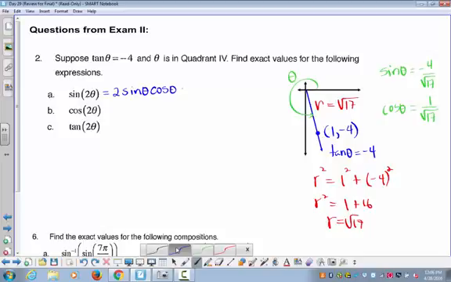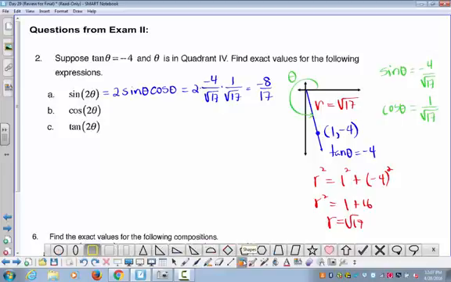So we multiply 2 times -4 over root 17 times 1 over square root 17. So that will be negative 8 over 17. That is the sine value for double theta. Now the cosine value for double theta.